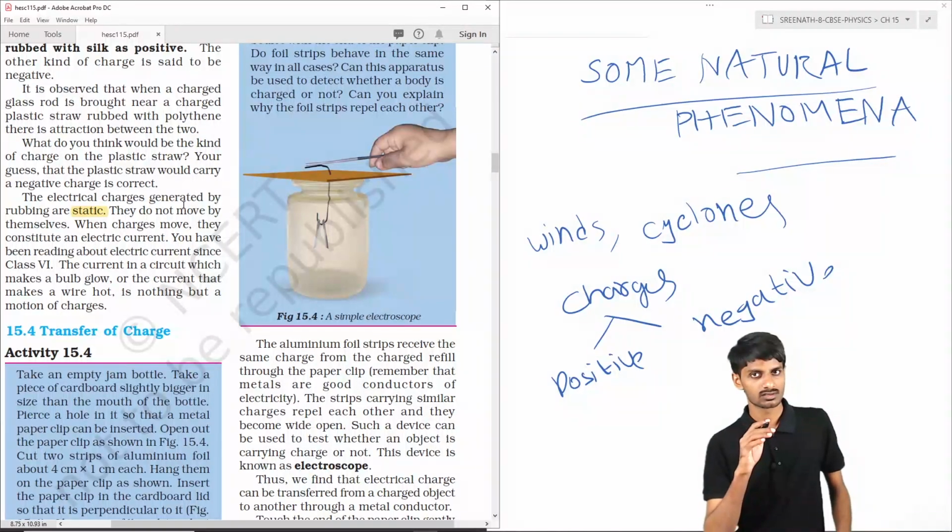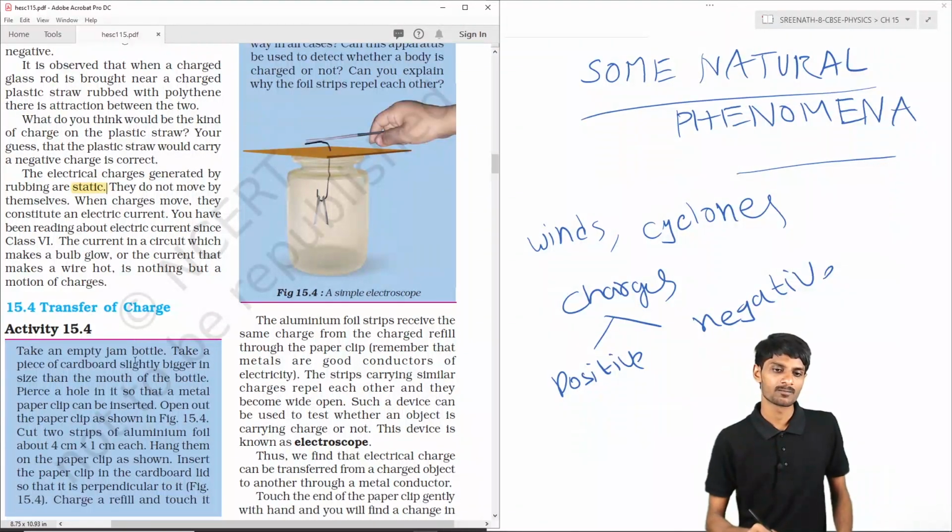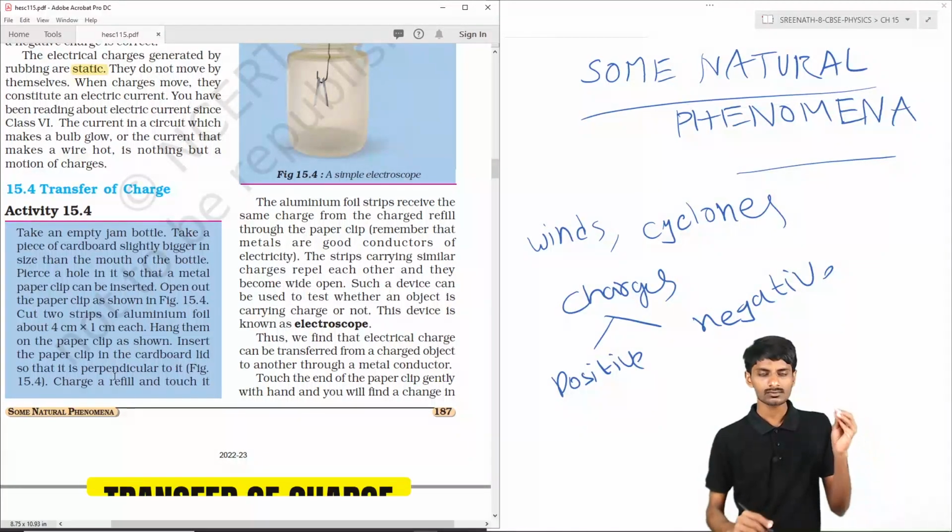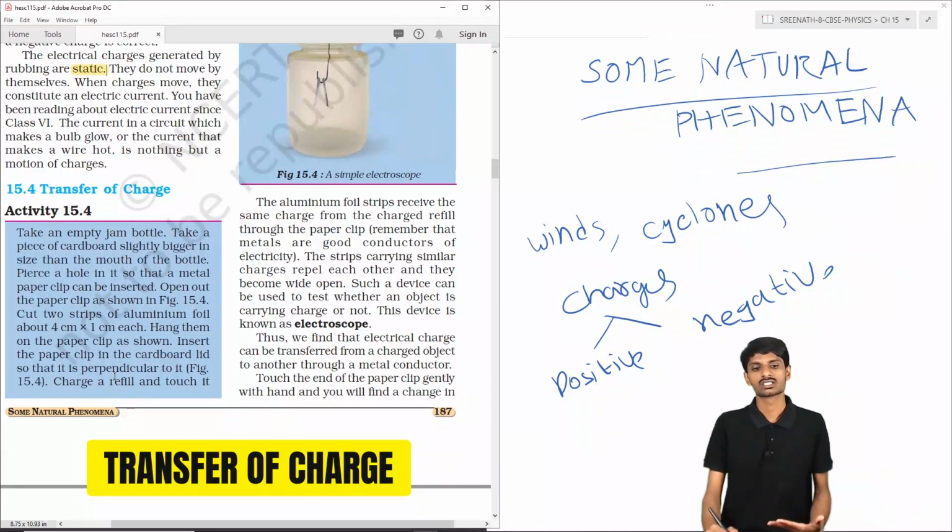That current in the bulbs helps them glow, we have discussed already. Next thing is the transfer of charge. How will charge be transferred?